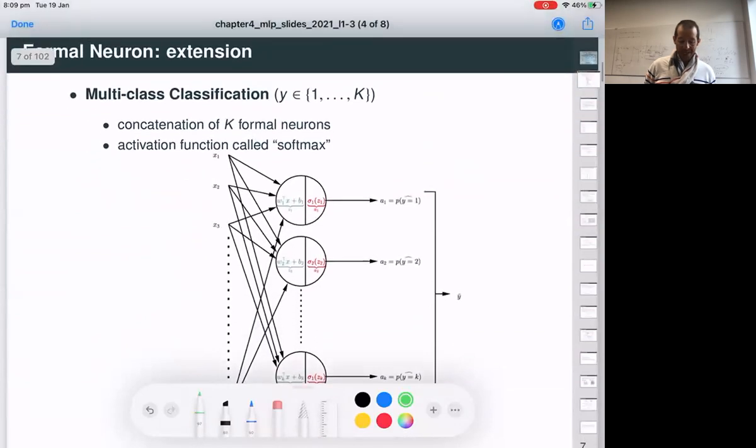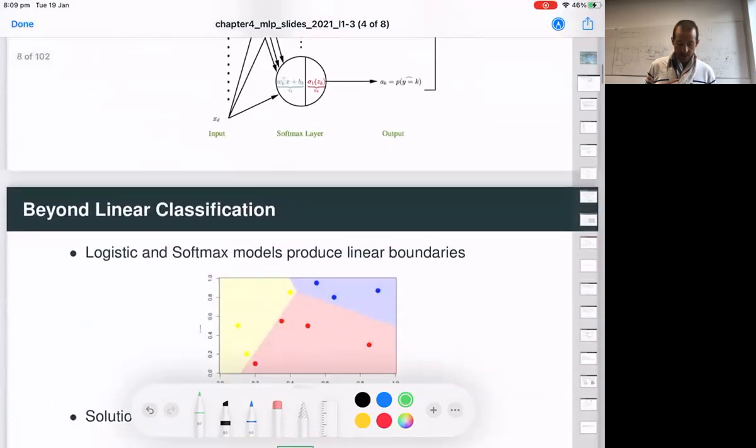And on the multi-class task, it is just a concatenation of k for all neurons, and the activation function is called the softmax, and you get a nice exercise on the assignment. I think it was exercise question 5, where you have shown that the optimization function based on the cross entropy for categorical variable is a convex function.